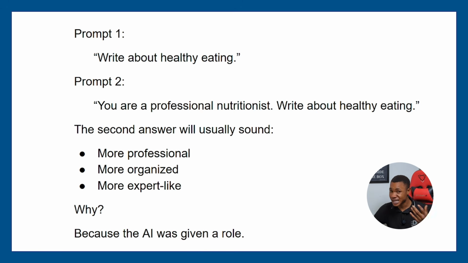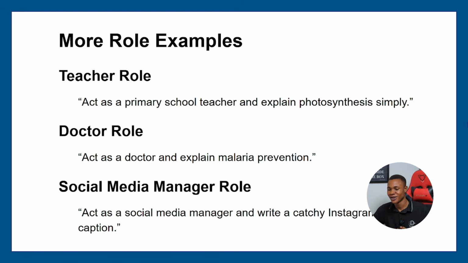Is that okay? But it can give you a result, but it will not be an efficient result. But if you say you are a professional nutritionist, write about healthy eating, the AI is going to give you a better result than the first one. Is that okay? So the second answer would usually sound more professional, more organized, more expert. This is how prompt engineering works. All right?